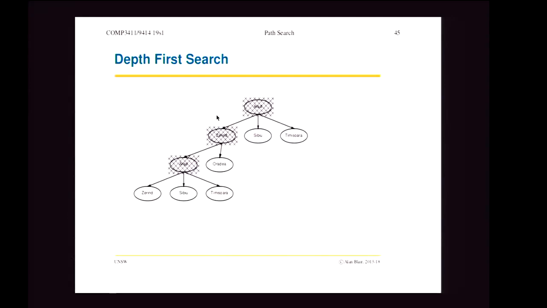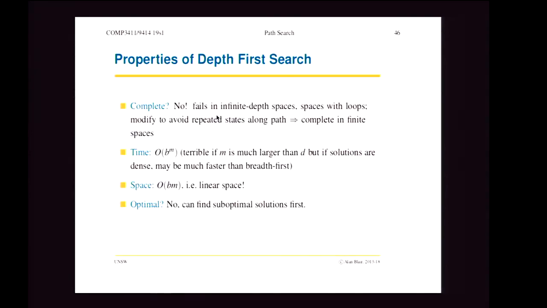With breadth first search and uniform cost search, removing those cycles saves me time, but I would still find the solution anyway. With depth first search, I have to make sure I remove the cycles, otherwise I might never find the solution. So that's just a little tweak there. You have to assume that you avoid repeated states along a path, and then it is complete. Eventually it will find a solution.